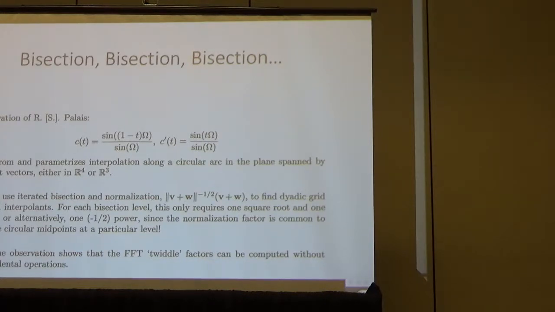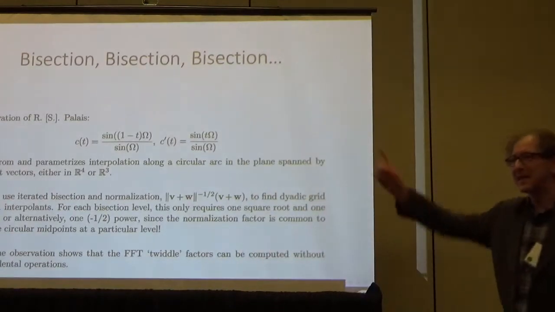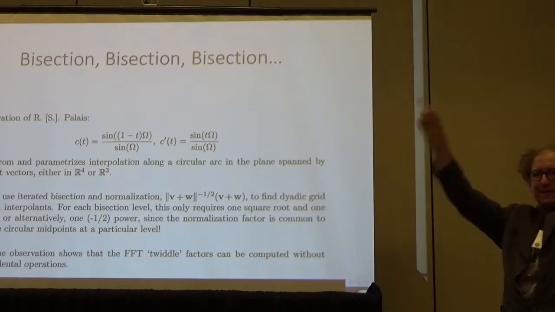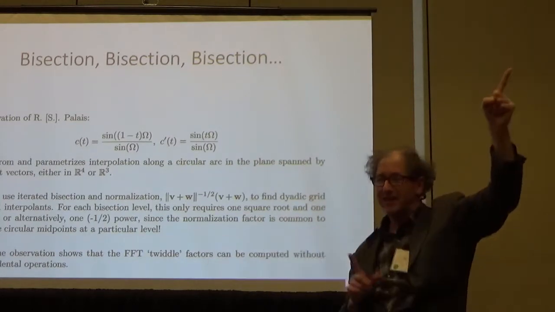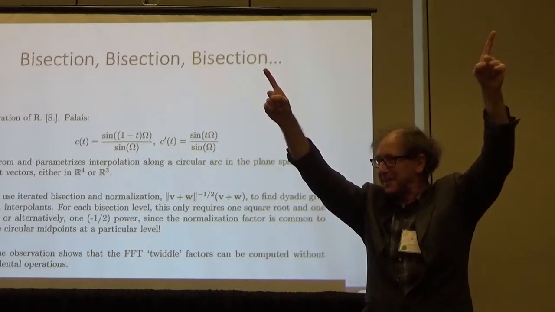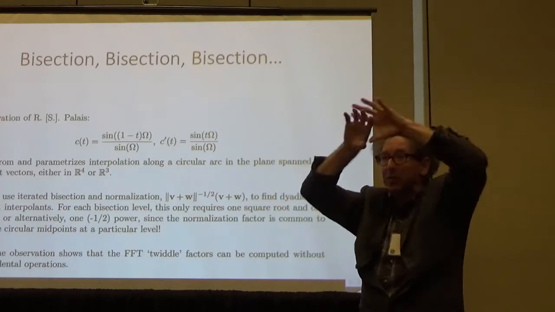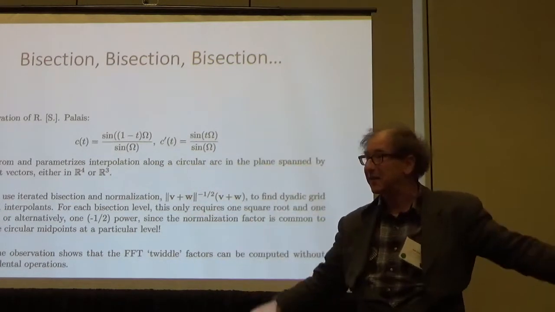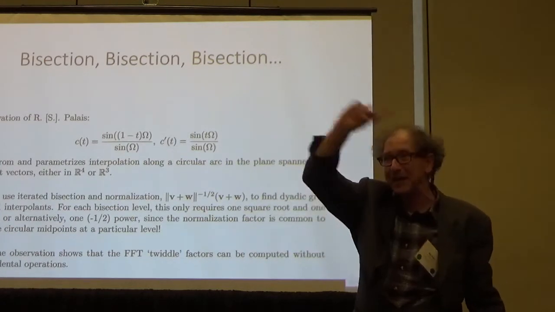Observation of our Palais, not me, the one with the S in the middle, says you don't have to computationally do this with transcendental functions. You take this vector and this vector, how can I interpolate them on a unit sphere, either in 4 or 3 dimensions, whichever you prefer? Find the bisector. Just add them up and divide by the square root of the sum of the squares. Do it again, bisector. And every time you do further bisection, it only requires one new normalization factor, because all the midpoints have the same length.